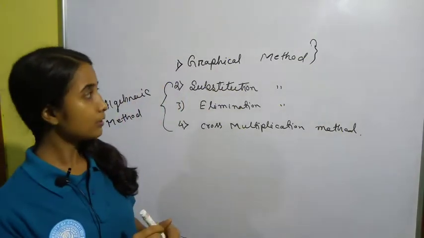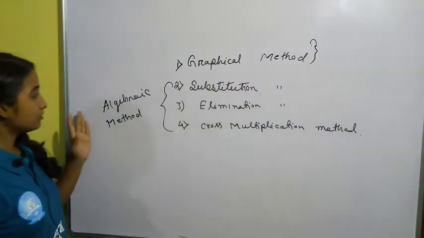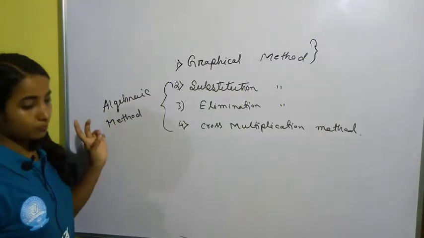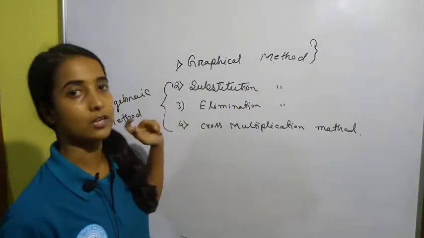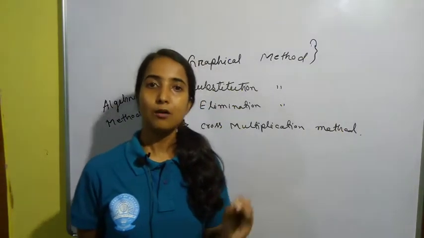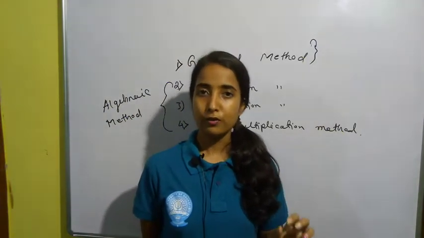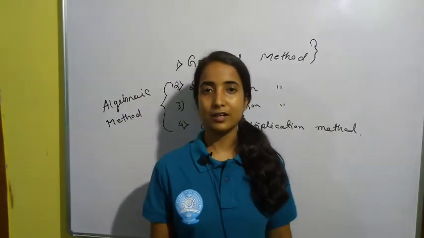Okay, so the graphical method is already finished, and today we are going to discuss the algebraic methods. And in the algebraic methods, first of all we will discuss the substitution method. So today our topic is how to solve a pair of linear equations in two variables by the substitution method. Okay, so let's start the class.